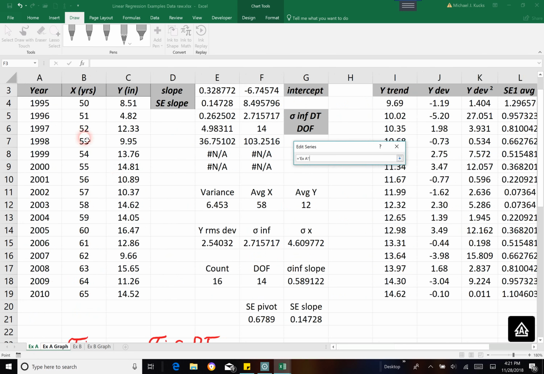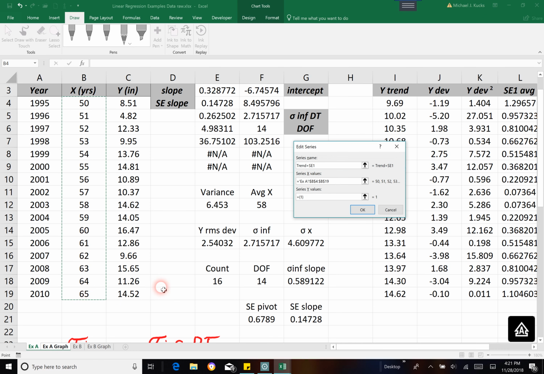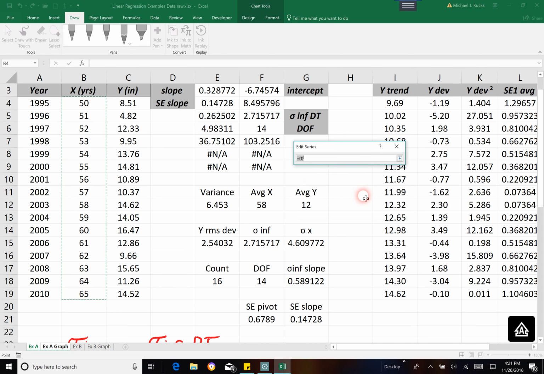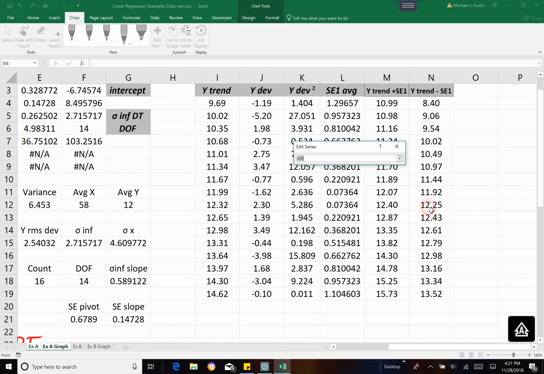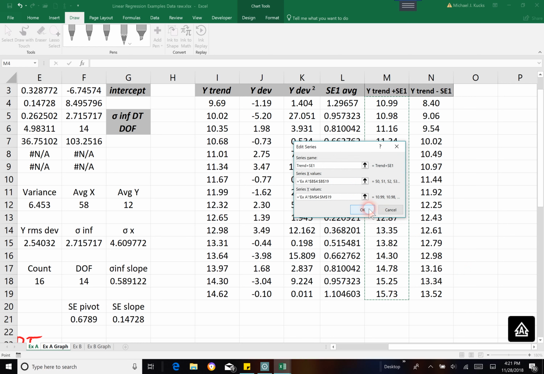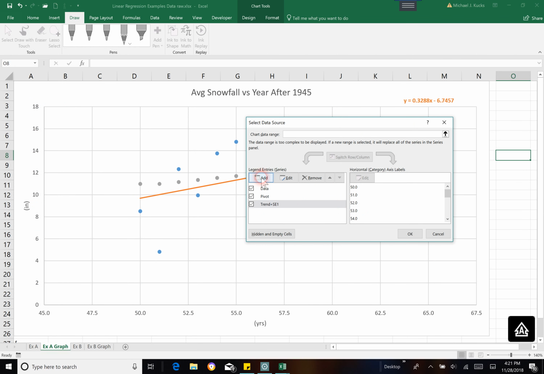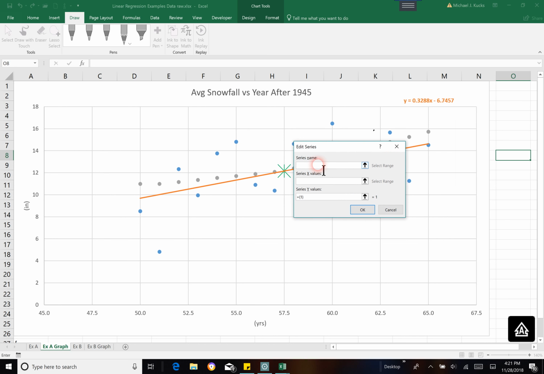Then I'm going to click on the arrow next to the X values button, and select the only X values we've got, right here. This column of numbers, the year since 1945. Then I'm going to click on the button next to the Y values and choose this column that we just made, the Y trend plus SE1, because that's what I called this data set.